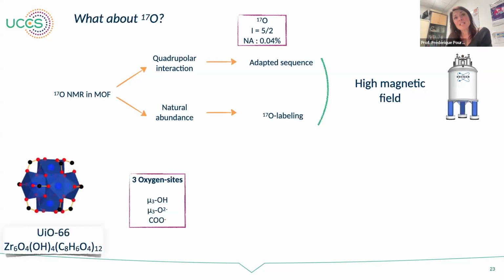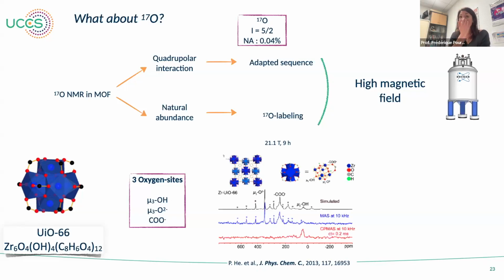So in UiO-66, we should observe 3 different oxygen sites, one from the mu3-OH, one from the mu3-O2-, and one from the carboxylic sites. So in 2013, the group of England published a paper where they found the 3 different environments.